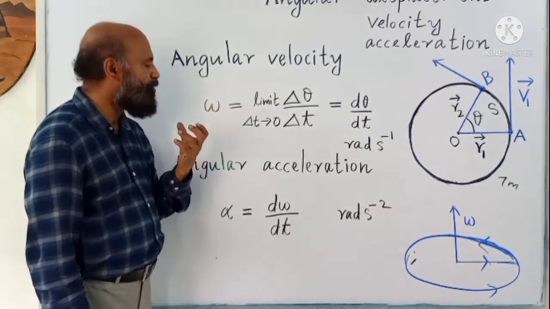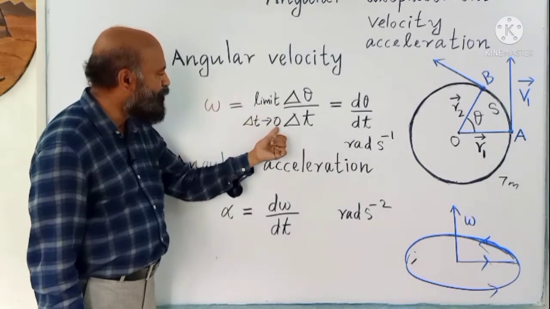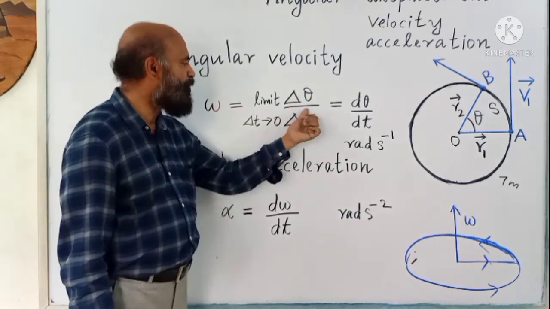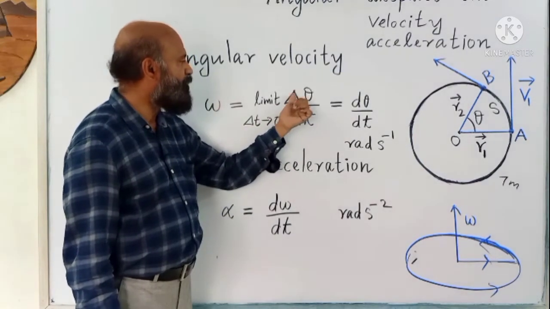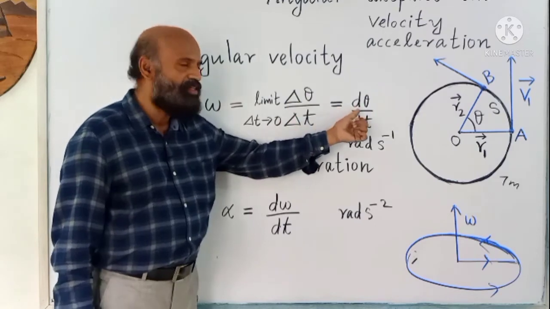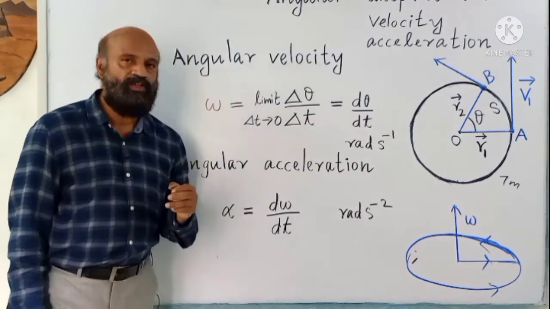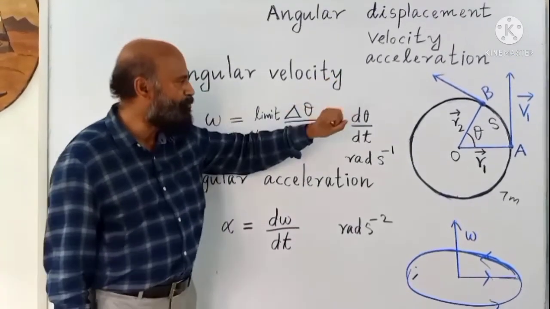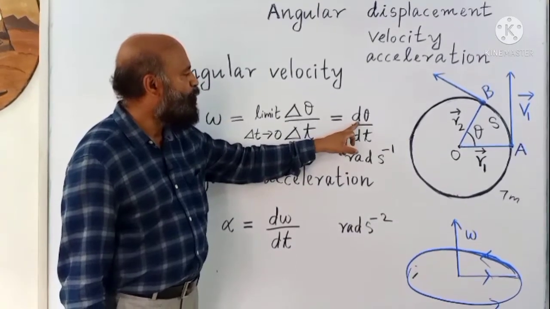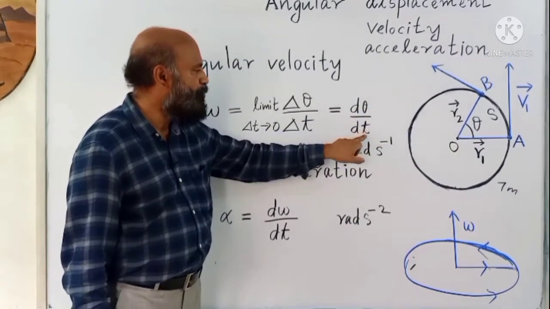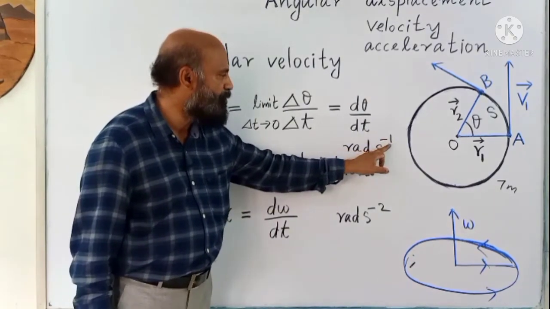Then for getting the instantaneous value, limit delta t tends to 0. So this change in time interval is very small. Delta t tends to 0. Then delta theta by delta t is d theta by dt. Then you will get the instantaneous angular velocity. So angular velocity is the rate of change of angular displacement. Then angular displacement is measured in radian, time is measured in second, so angular velocity is measured in radian per second.